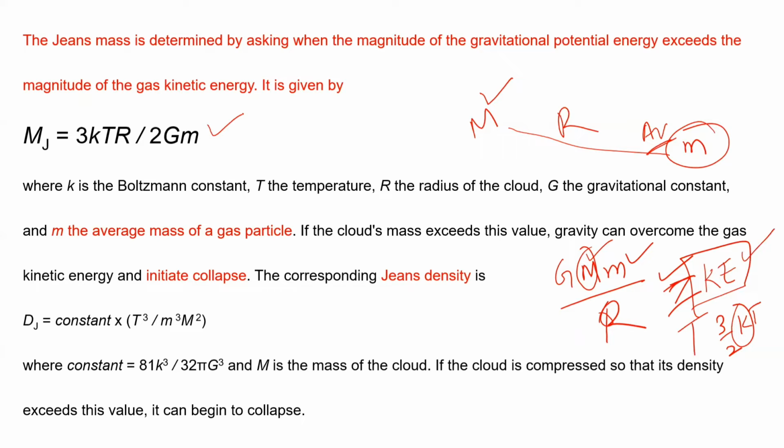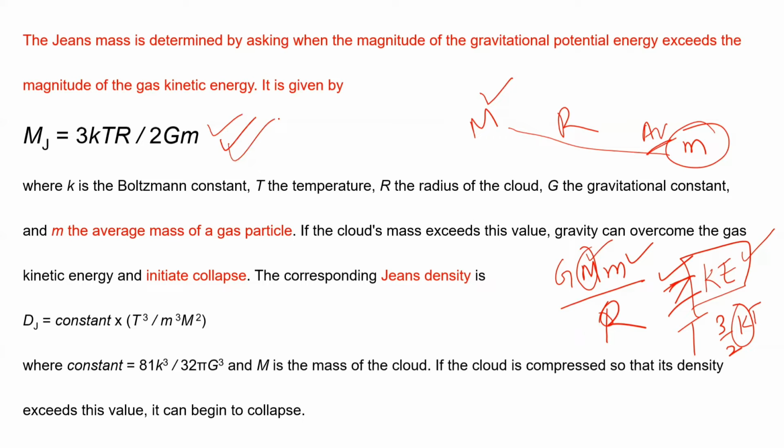We know that it is 6.67 into 10 raised to power minus 11, and m is the average mass of atoms present in gas clouds. Okay, so this is the criterion. If any gas cloud has mass greater than this mass, that gas cloud will not be stable. That means it collapses to form a star or planets.